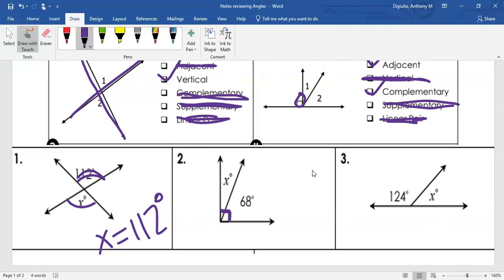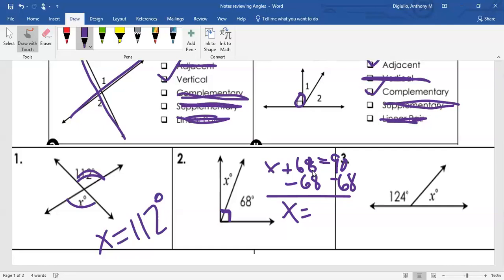They're also adjacent, but that doesn't help us with the numbers per se. But we know that these two angles together, based on our definition, should add up to 90. And then from here, we can go ahead and use some of that algebra that we've done before, and we can solve to get that value. So in this case, X would be 22 degrees.